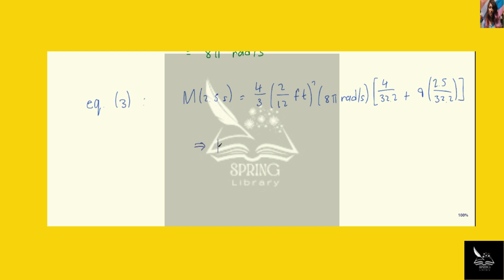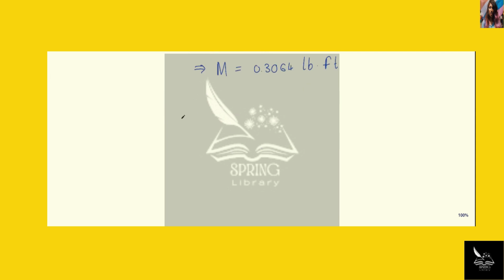From here, we can simply rearrange and solve. We just have one unknown. So M is equal to 0.3064 pound-feet. The magnitude of our couple is 0.3064 pound-feet. And therefore, our vector couple M is equal to 0.306 pound-feet in magnitude and clockwise in direction.